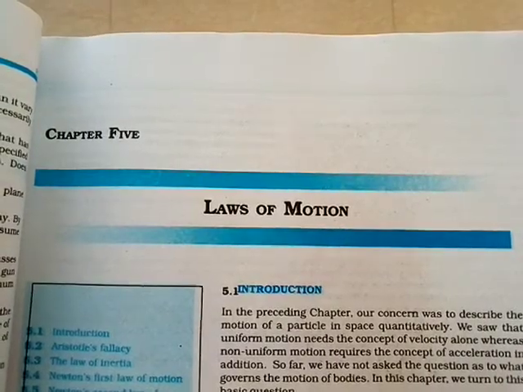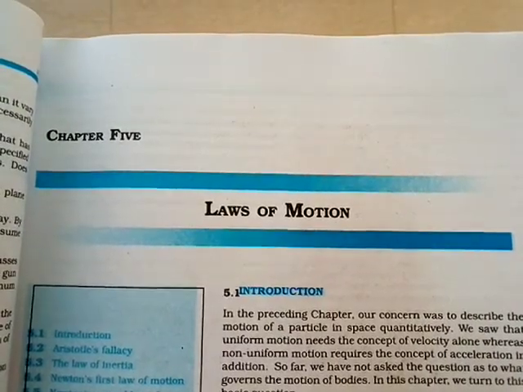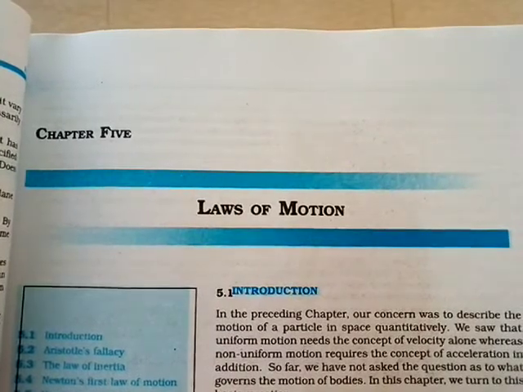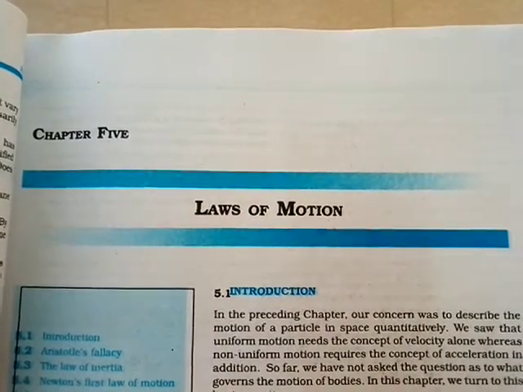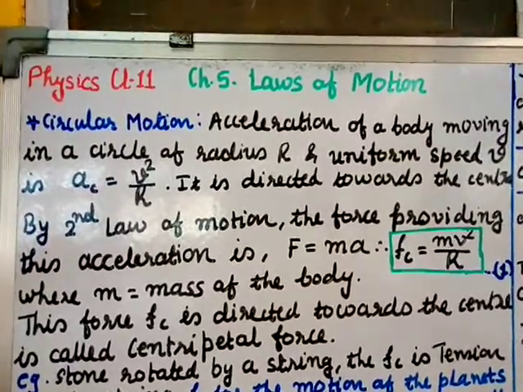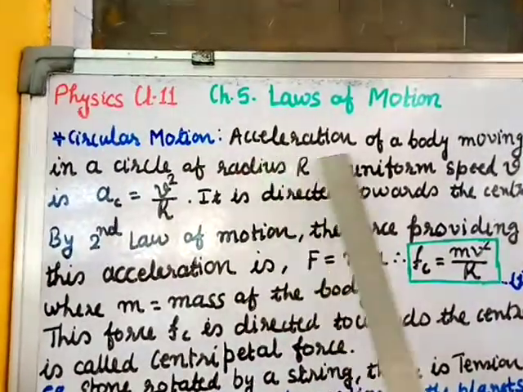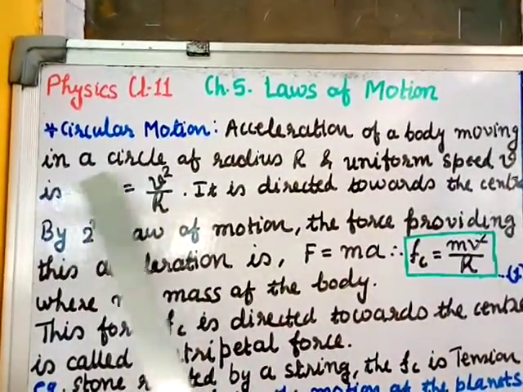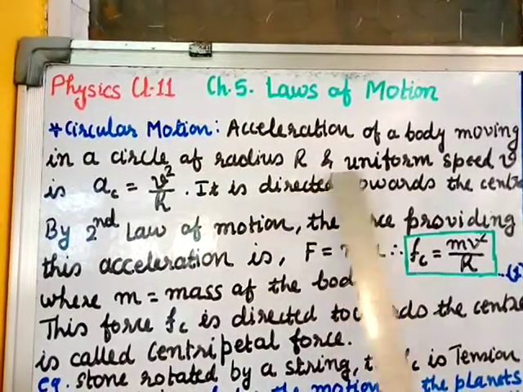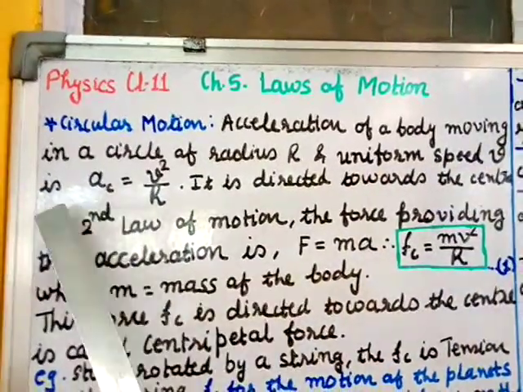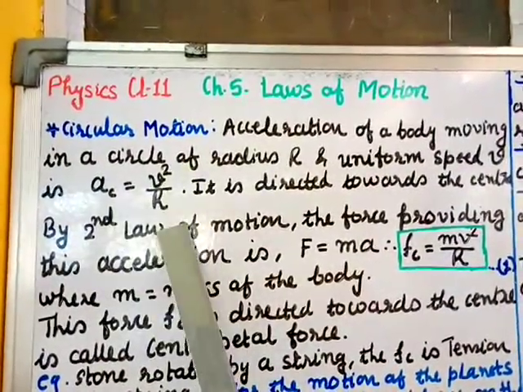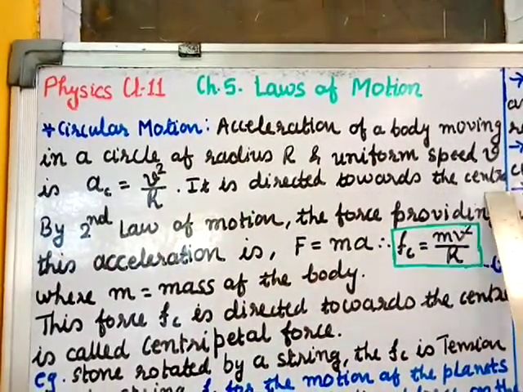Physics Class 11 Chapter 5 Laws of Motion. In the last class we have studied friction. Today we shall study circular motion. Acceleration of a body moving in a circle of radius r and uniform speed v is a_c equal to v square by r. It is directed towards the center.